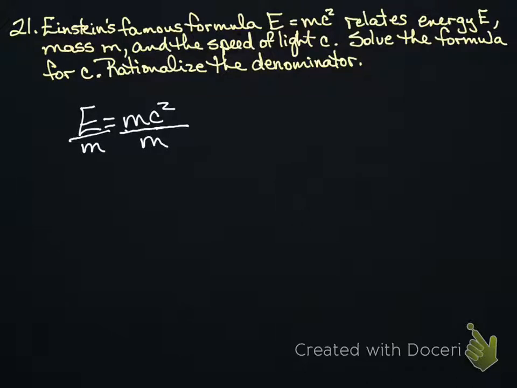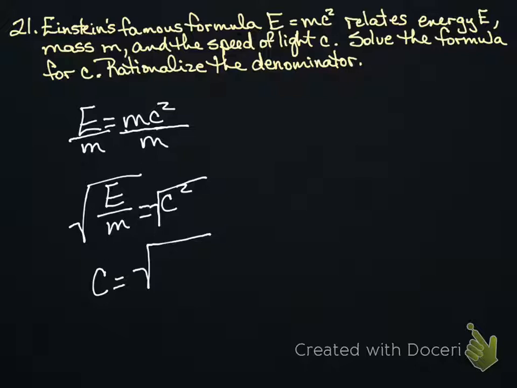Okay, so that gives me E over m equals c squared. I'm going to take the square root of both sides so that c is equal to the square root of E divided by m. So the speed of light is the square root of energy divided by mass. But I need to rationalize my denominator.